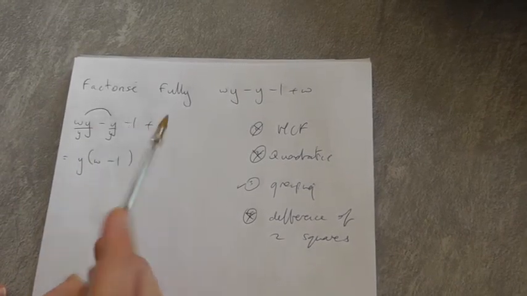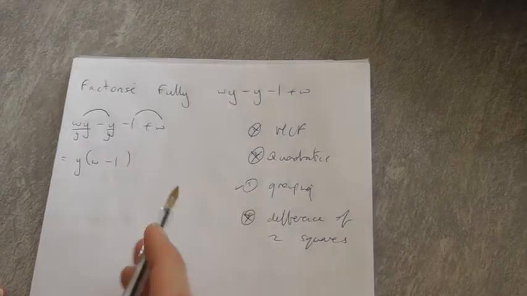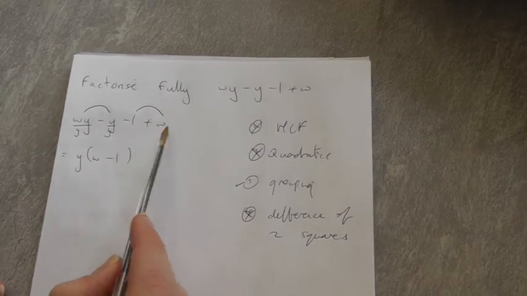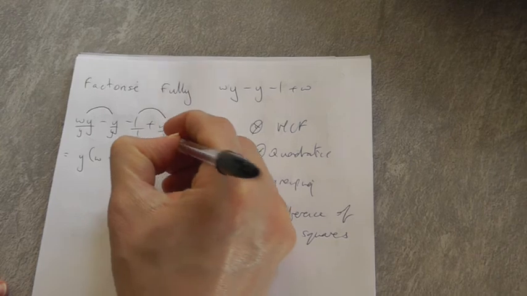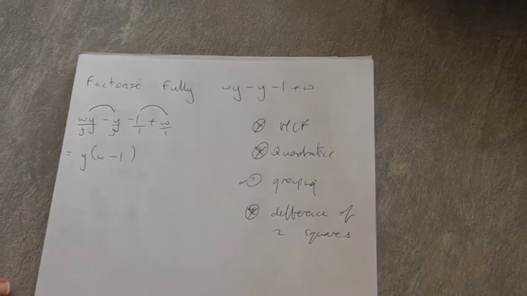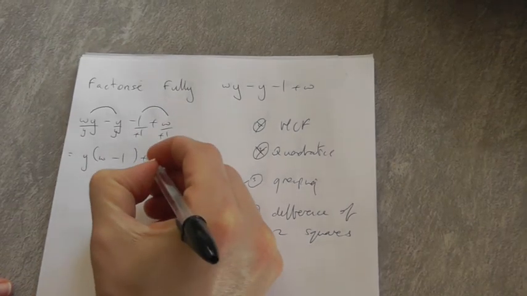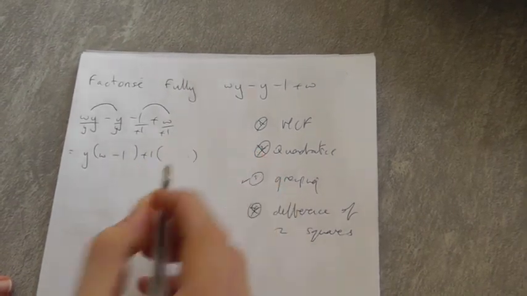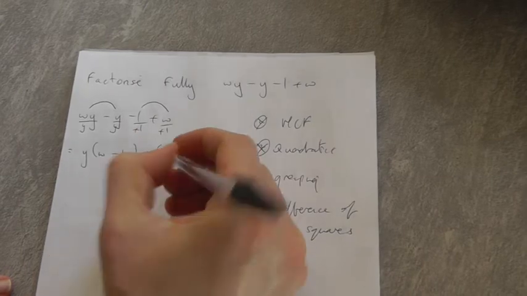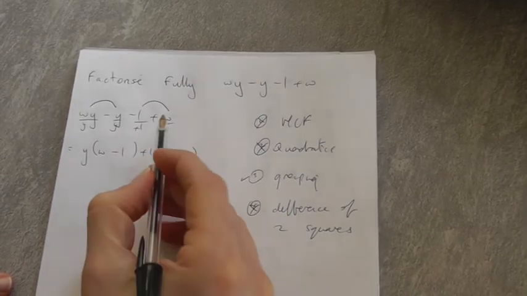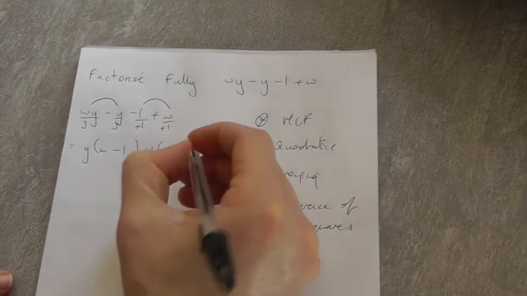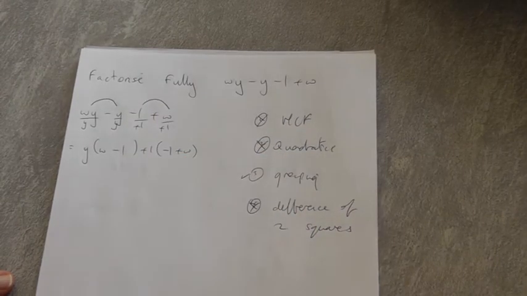Let's look at the next 2 terms, and I'm going to group these again. What could I divide into both of those? I could divide 1 into both, and I need a sign on that 1. So I'm going to put a plus here and a plus here, and the plus 1 goes outside the bracket. Minus 1 divided by plus 1 is minus 1, and plus w divided by plus 1 is plus w. So we're making great progress here.